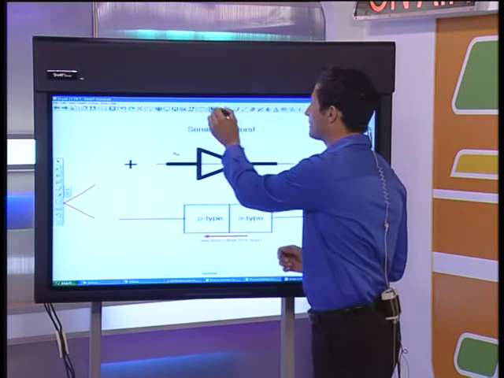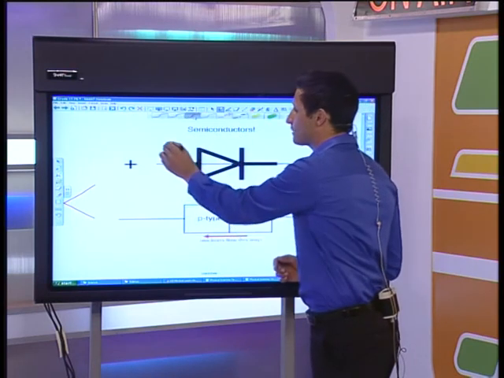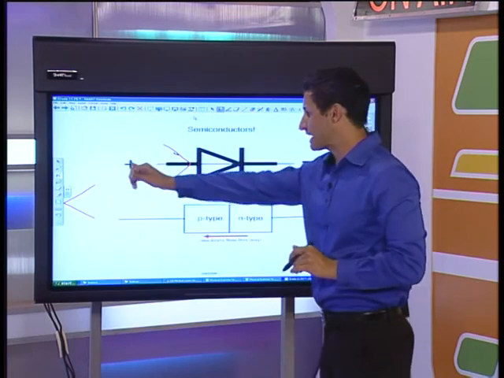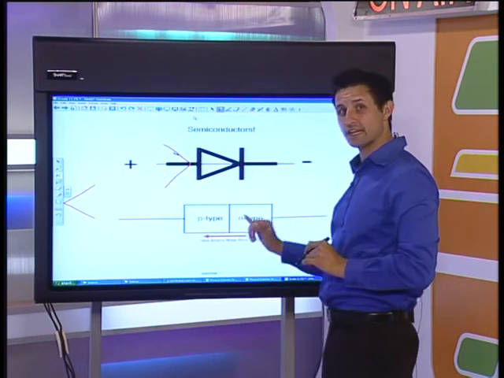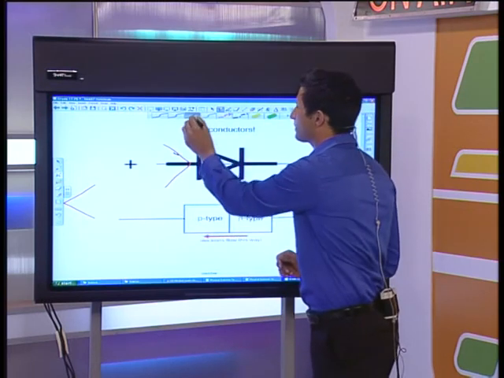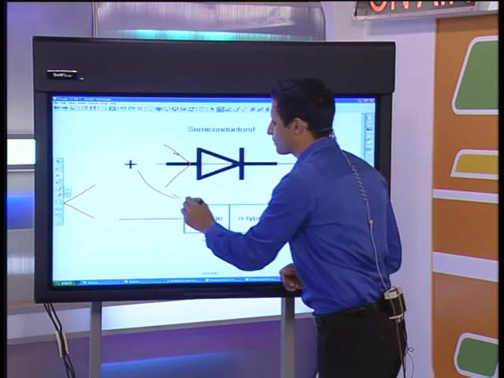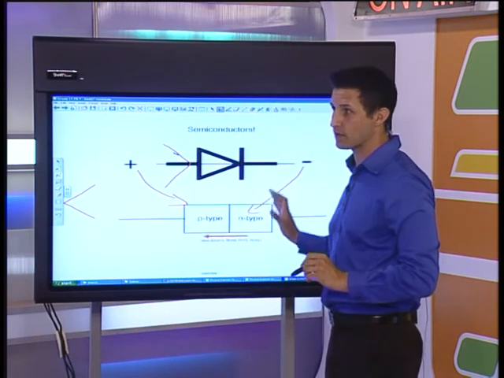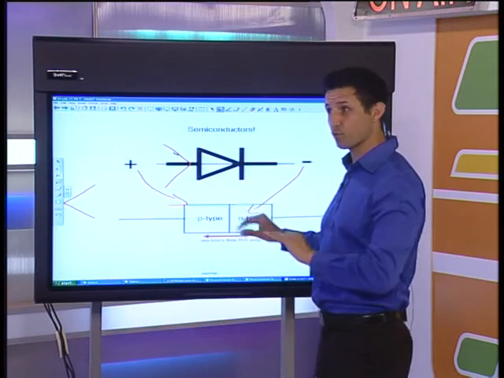Let me just draw in our current again. My conventional current will flow if there is a forward bias and if I've got plus connected to P, negative connected to N-type. It's the easiest way because a lot of people are saying, well, I don't know which one is connected to which, but it's quite obvious if I remember that N is for negative and N-type is the one to match it up with. That is a forward bias diode.